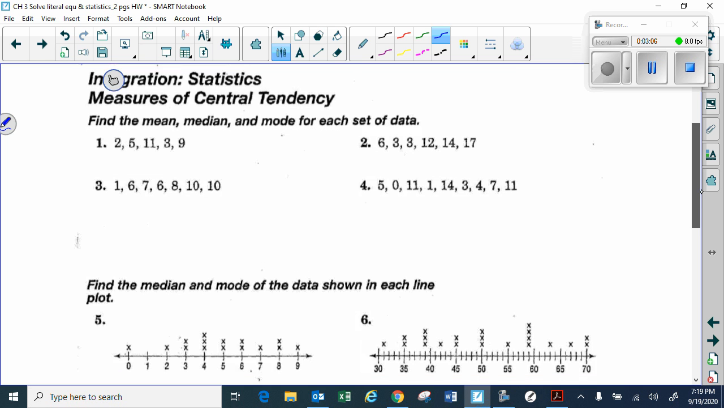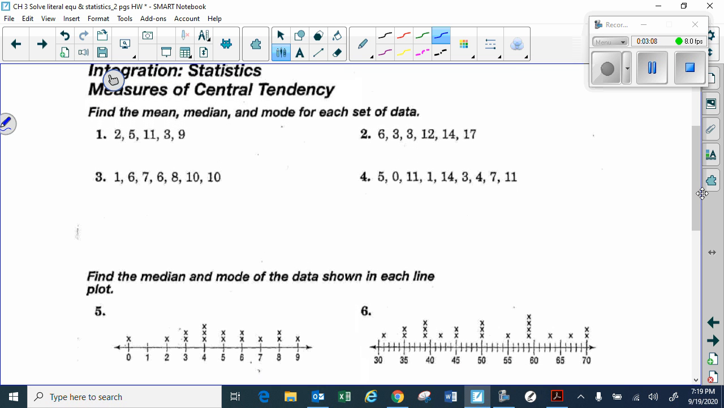Okay, statistics, measures of central tendency. Remember, to find the mean, add up all the numbers and divide by how many there are. For the median, I must first put the numbers in order from smallest to greatest, and then I pick the middle number. If there's an even number of numbers, you must take the 2 middle numbers and find the average of them, and that's your median. If there's an odd number, there's only one middle number.